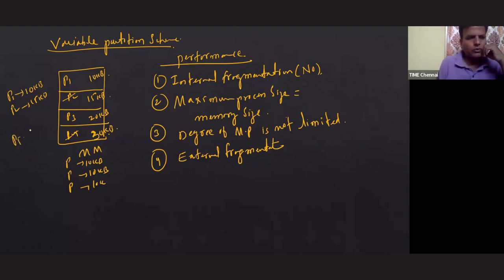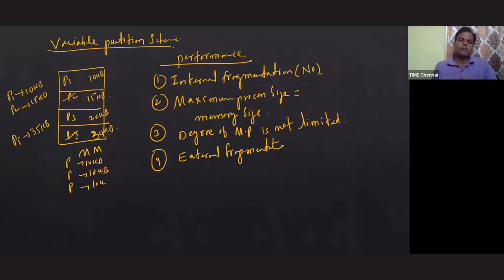Another process P5 is coming, sir, whose size is 35 KB. Where will you keep this process? Collectively, you have 45 KB of space, but still you cannot allocate memory to the process P5. Why? Because it is asking for 35 KB, which we don't have in a continuous manner.